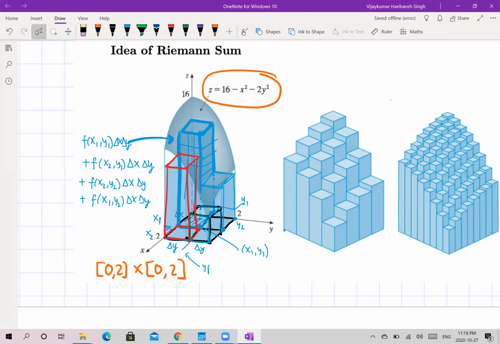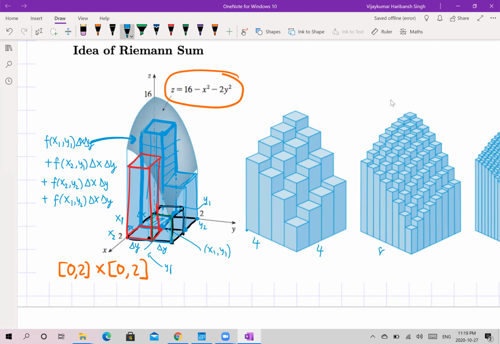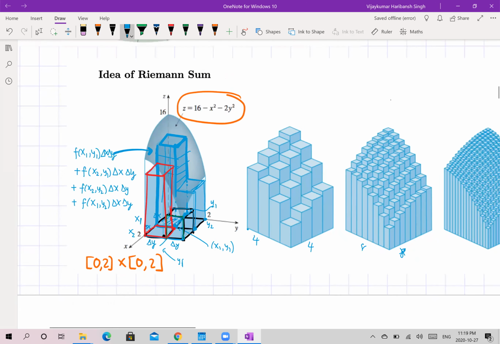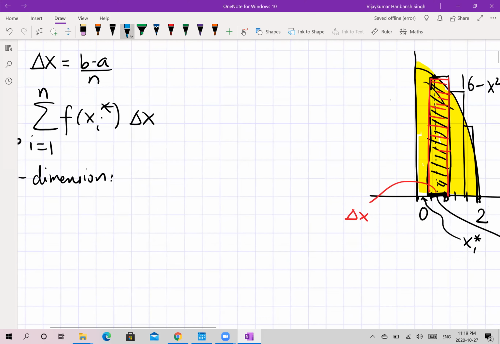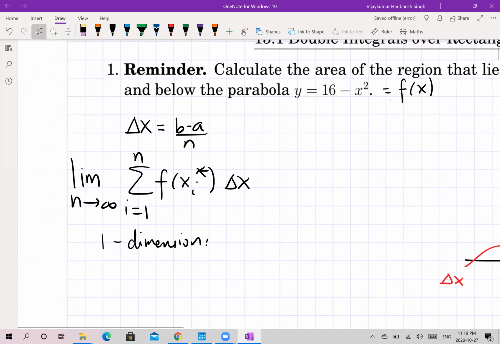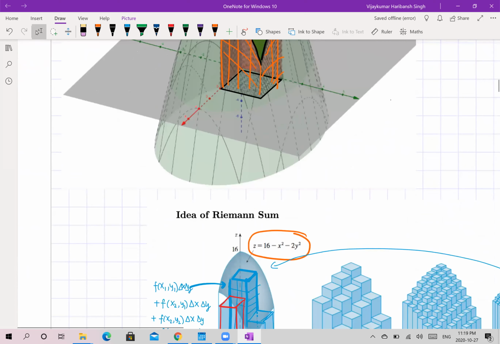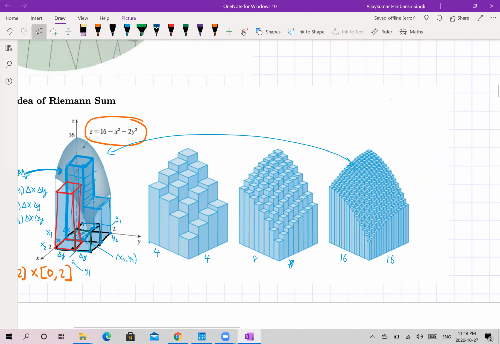However, something interesting happens if you increase the number of rectangles you're creating. Suppose you have 4 by 4, then you get this. If you do 8 by 8 rectangles for the domain, you get this. And if you do 16 by 16, you get this. Now this already starts looking like this, right? So the more rectangles you create, the better approximation you get. This was what is called the one-dimensional Riemann sum, and here we are still looking at a Riemann sum, but we can call it a two-dimensional Riemann sum.